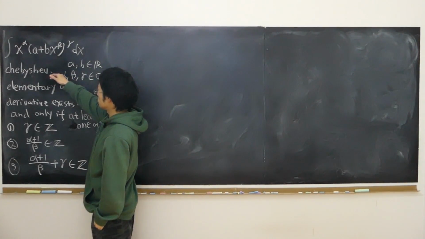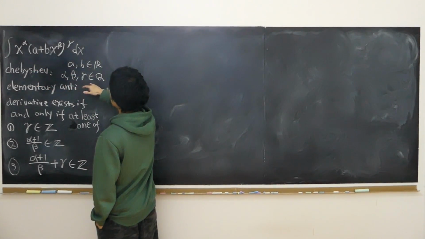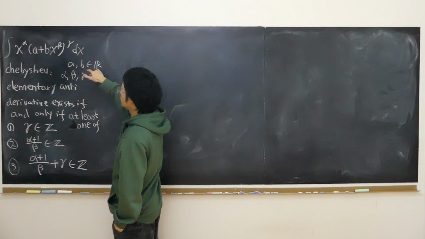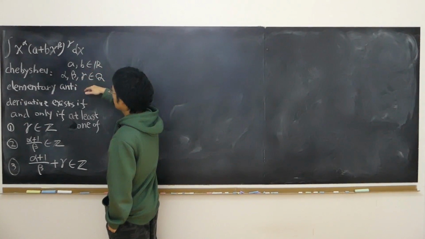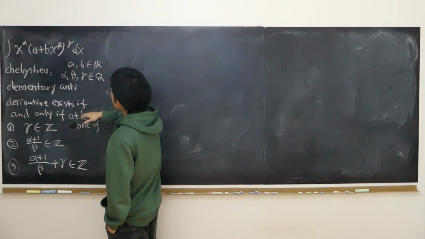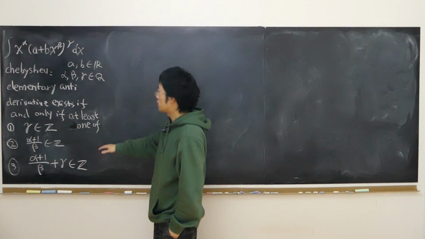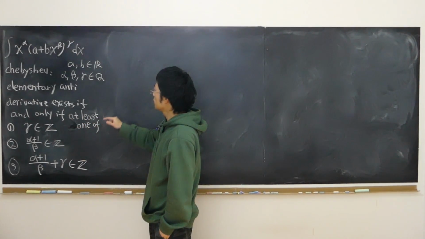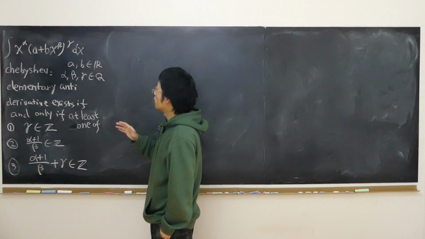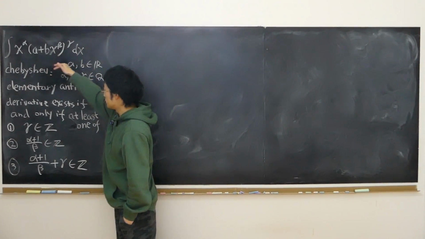Sometimes some integrals can be written in this form, not all of them. So here I just require that alpha, beta, gamma are all rationals and A and B are both reals. According to Chebyshev, if and only if at least one of the following conditions is satisfied, then there is definitely an elementary antiderivative for integrals of this form.